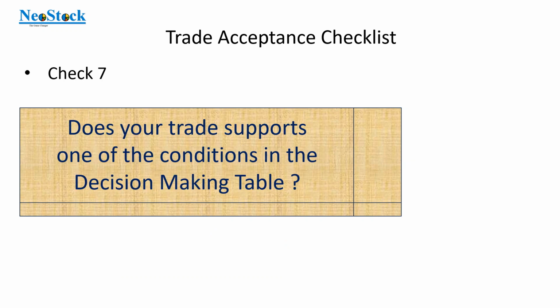So what does checklist number 7 say? It says, does our trade support one of the conditions in the decision making table? You already learned the decision making table from the chapters, your training lessons 13 and 14. Because lesson 14 has a dependency on lesson 13. The price direction, and then you learned the decision making table for bullish trade setup and bearish trade setup.